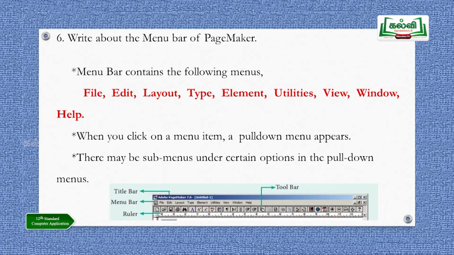Last class we were discussing the 1 mark and 2 mark questions. We will see the continuation today. We will move on to the next question, the 6th question. This is a 2 mark question. Write about the menu bar of PageMaker.